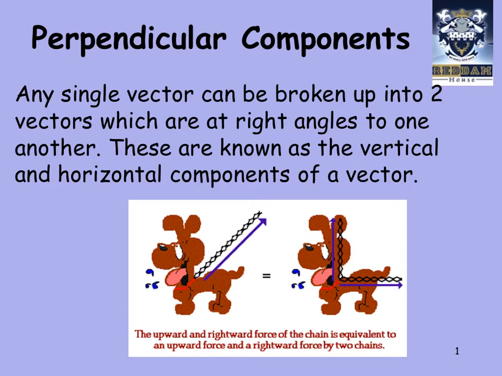Any vector can be broken up into two vectors which are at right angles to one another. So in essence, when we're looking at components of vectors, we are looking at the two parts of a potential resultant. Perpendicular means they must be at right angles to one another. So what we're going to now investigate are things known as the vertical and horizontal components of a vector.